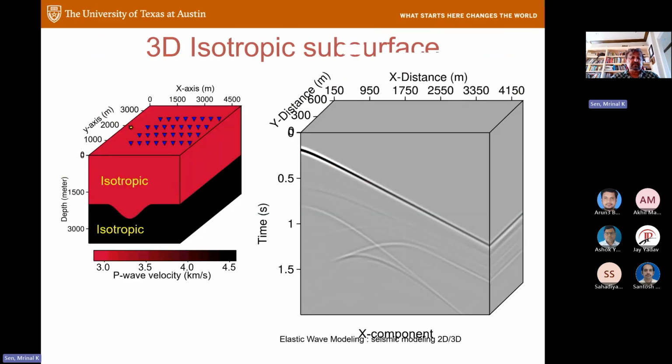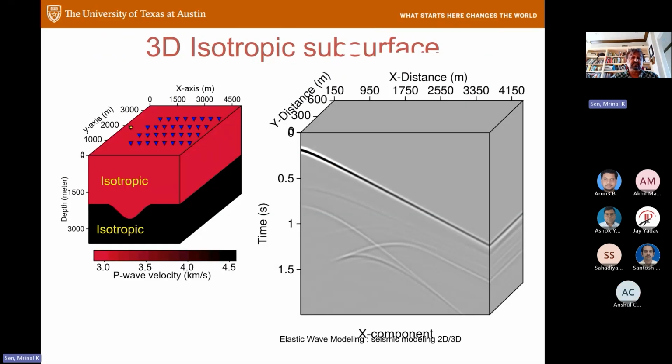So here is one example of 3D. This is an isotropic subsurface. You have these receivers, for example. This could be different sources. Both are isotropic, and if you look at the shot gather here in this plane, it looks like we have this duplication coming from this particular interface.